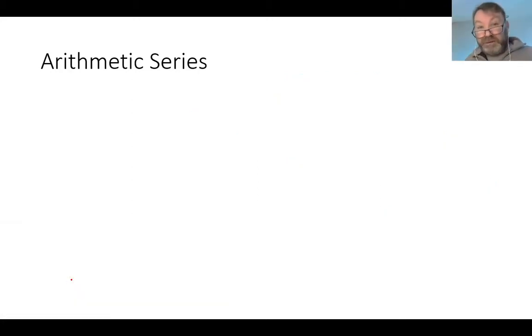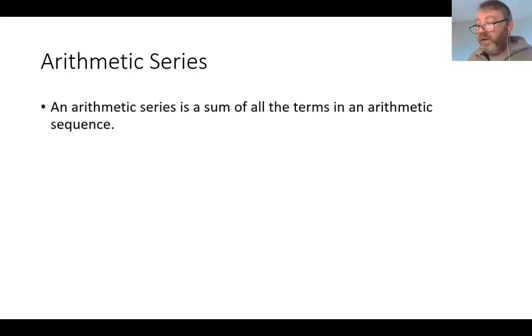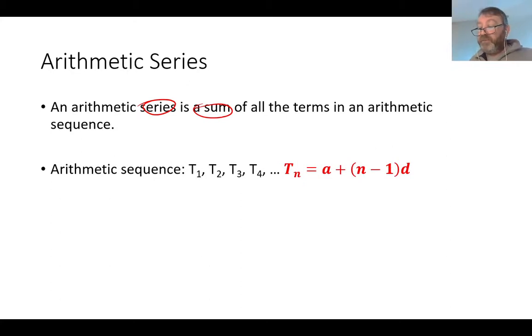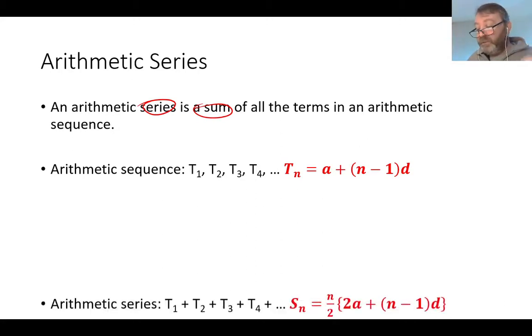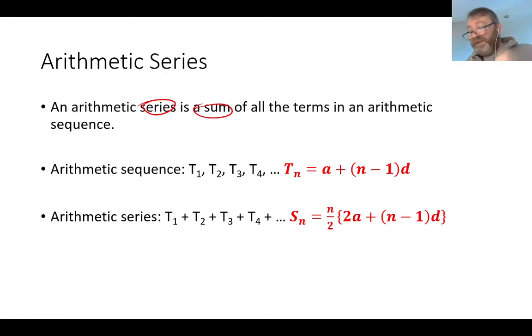So quite a short lesson today, more about practice on these things to get to understand when to use T of n and when to use S of n. So as we said already, an arithmetic series is a sum of all the terms in an arithmetic sequence. So if an arithmetic sequence lists them, then the formula for each term in that list is t of n equals a plus n minus 1 times d. However, because a sequence is only a list and a series is a summation, we have to use the summation formula, S of n, which is n over 2 times 2a plus n minus 1 times d.